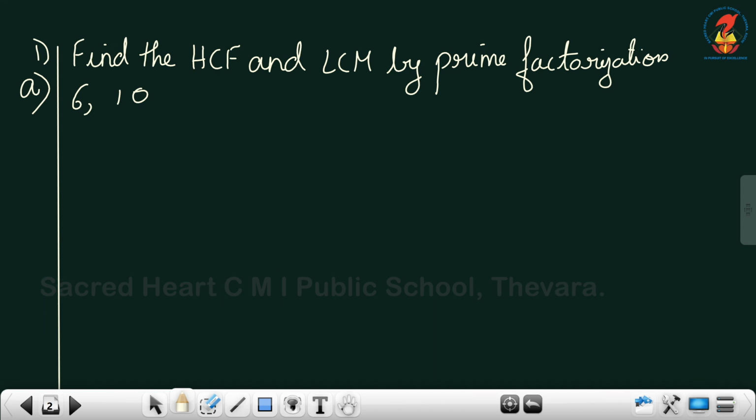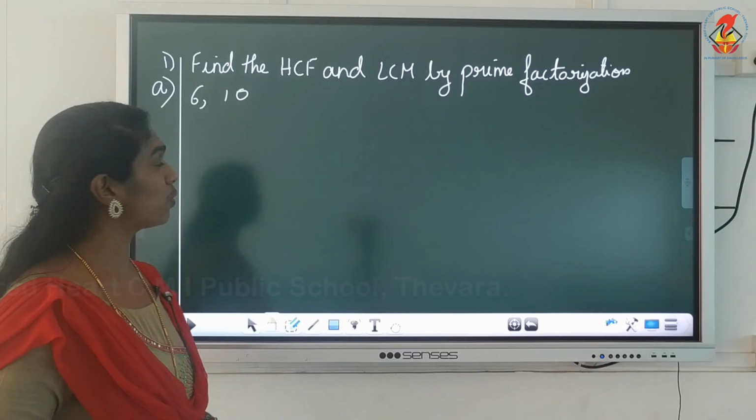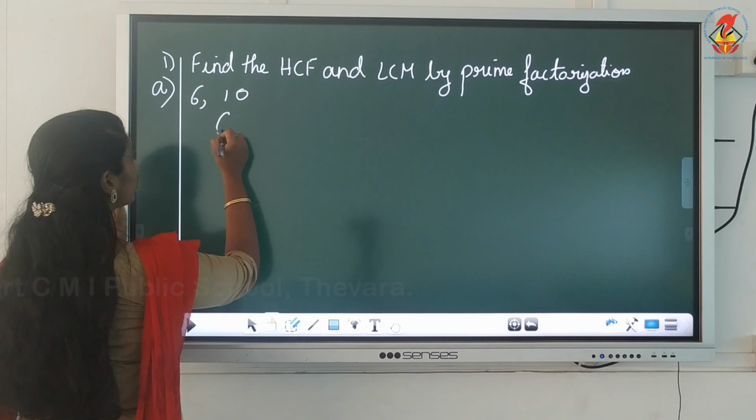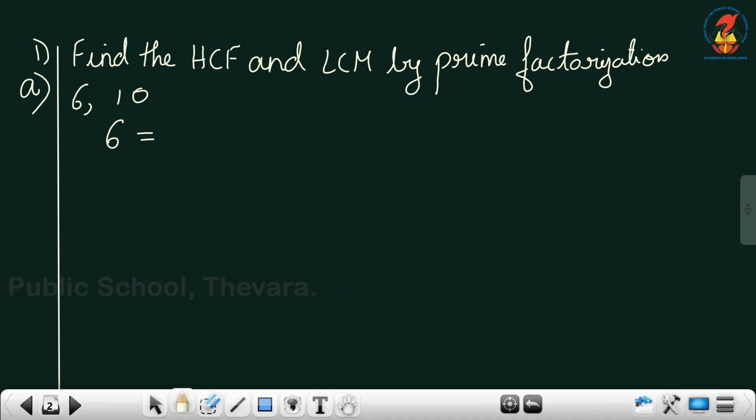First you have the numbers 6 and 10. Children, what I am going to do is write down the prime factorization of 6. That means I need only prime numbers in my factors. Can you tell me what the prime factorization of 6 will be? How can I write 6? 6 can be written as 2 into 3. And we know 2 and 3 are prime numbers, right?